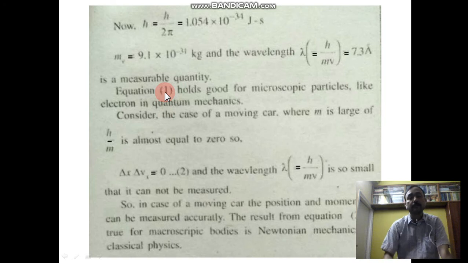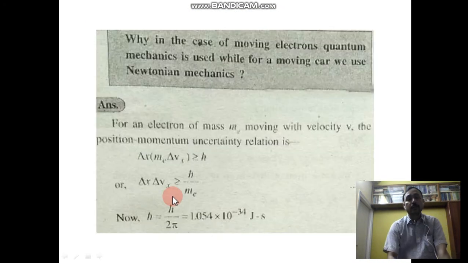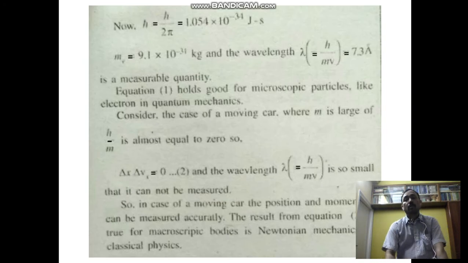This equation 1, Δx Δvx, holds good for microscopic particles like electron in quantum mechanics. But for a moving car, m is very high, so ħ/m is almost equal to 0. So Δx Δvx is almost equal to 0. So the wavelength lambda is so small that it cannot be measured. So in the case of a moving car, the position and momentum can be measured accurately.